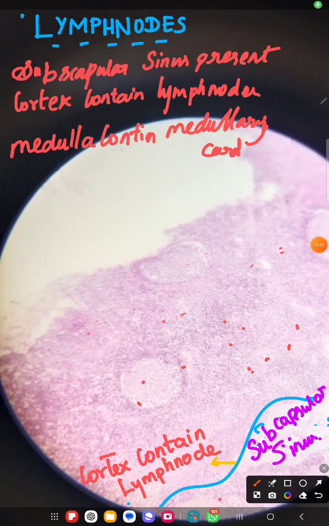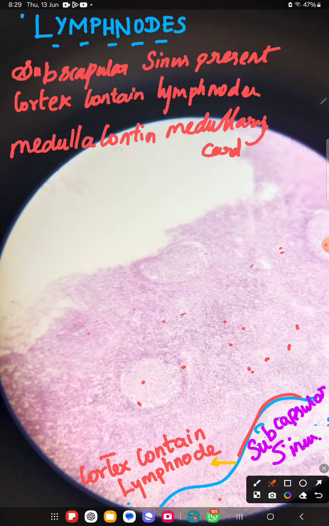This is a lymph node. It has a subcapsular sinus. Then the cortex contains lymph nodules. The medulla contains medullary cords. This is a medullary cord. A number of lymph nodules are present.